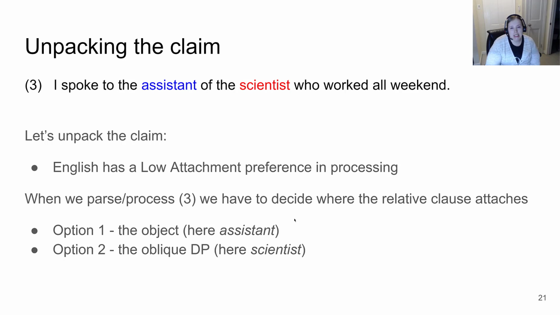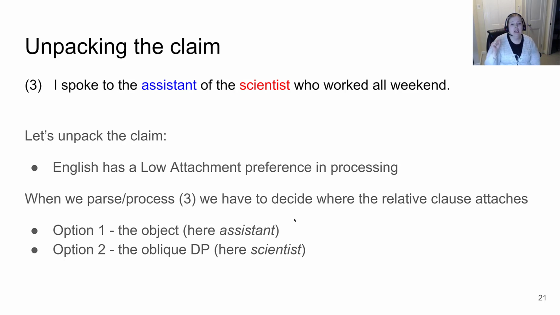There are contexts, right? Like, the scientist is the laziest person I have ever met, and I just spoke to the assistant of the scientist who worked all weekend. Much more likely you're gonna go, oh, it's the assistant, right? Okay. But if you just give it to Cole with no context, you're more likely to pick the scientist.